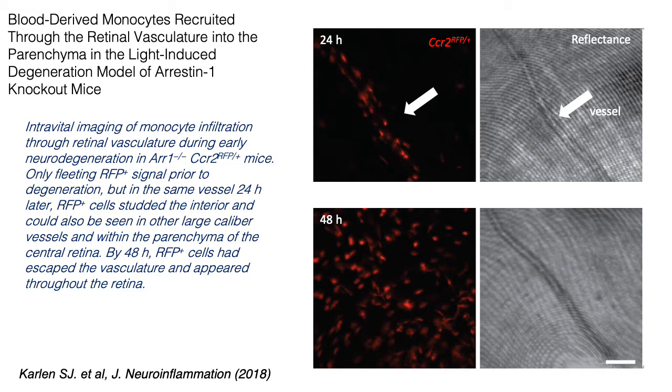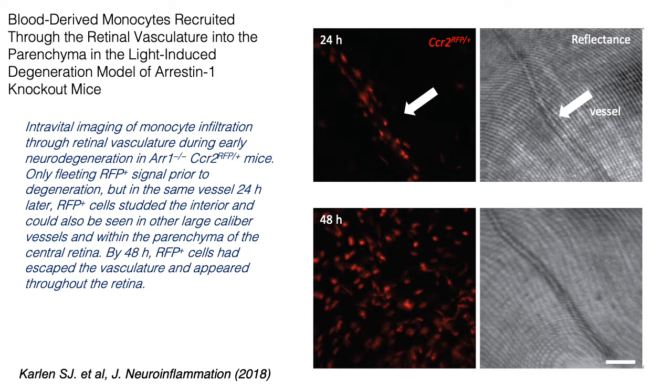Now here, this is work in the arrestin-1 knockout model, which is a light-induced degeneration model, with monocytes being labeled with CCR2-RFP at 24 hours post-induction of degeneration. These monocytes are arrested at the endothelial cell level in the vascular compartment, whereby at 48 hours you can see beautiful extravasation of these monocytes in the neuroretinal parenchyma.